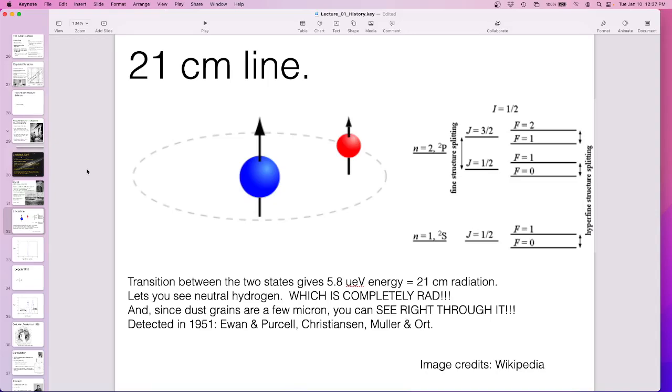E equals h nu equals h times c over the wavelength. So the energy of a photon is some number times the frequency of the photon. I don't care about that number. The energy of a photon is the frequency of the photon, everything else is units. Or 1 over the wavelength of the photon. So lower energy photons have longer wavelengths.